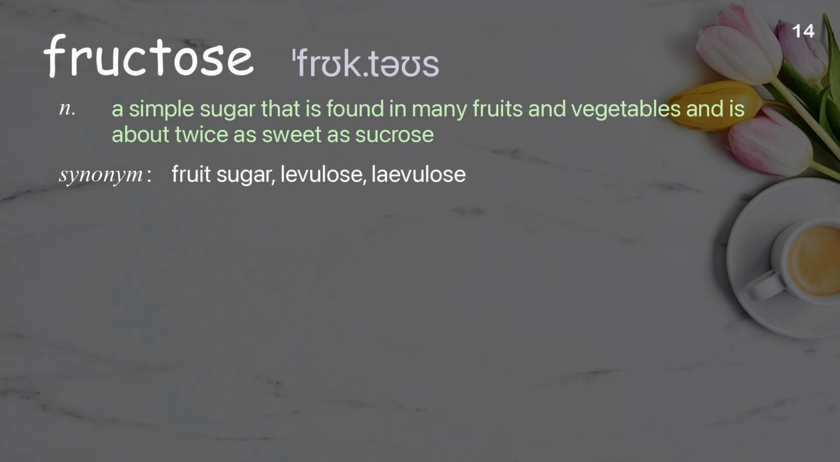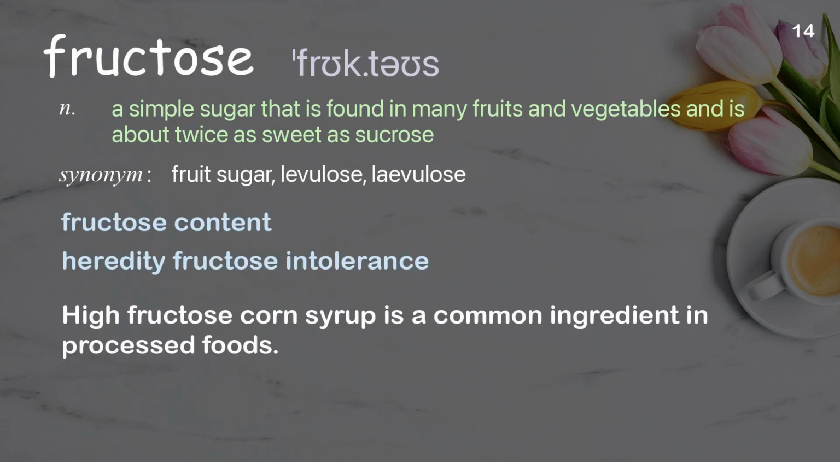Fructose: a simple sugar that is found in many fruits and vegetables and is about twice as sweet as sucrose. Examples: fructose content, heredity fructose intolerance. High fructose corn syrup is a common ingredient in processed foods.